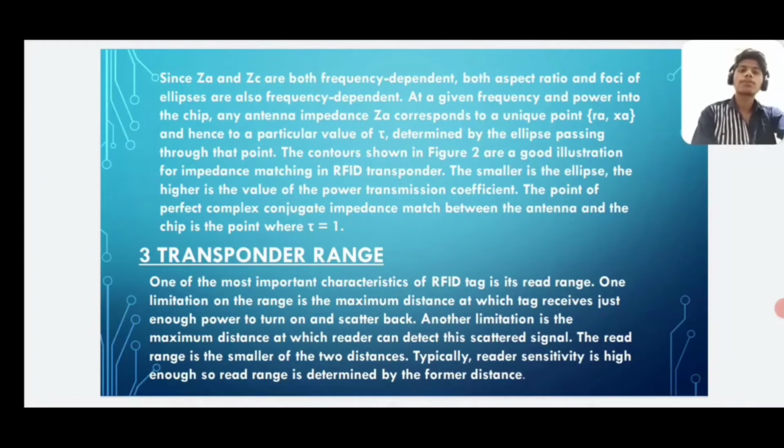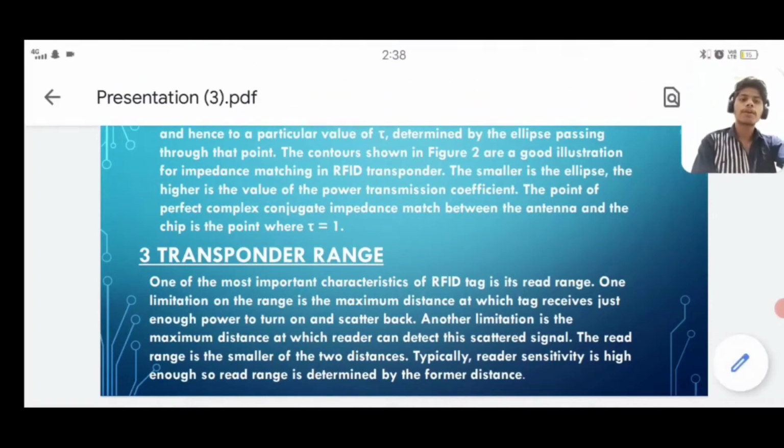One of the most important characteristics of an RFID tag is its read range. One limitation on the range is the maximum distance at which the tag receives just enough power to turn on and scatter back. Another limitation is the maximum distance at which the reader can detect this scattered signal. The read range is the smaller of the two distances. Typically, reader sensitivity is high enough, so the read range is determined by the former distance.